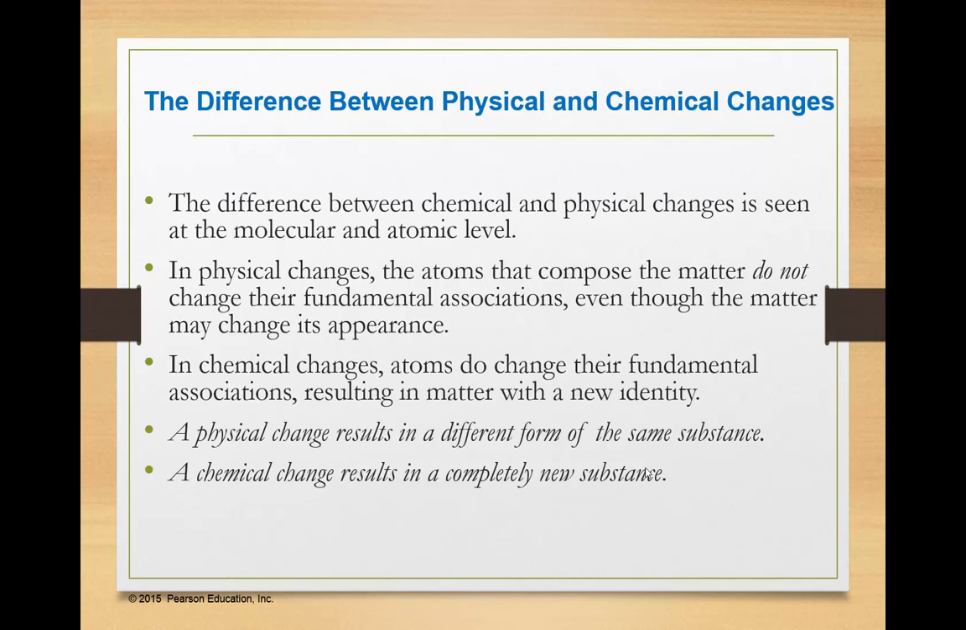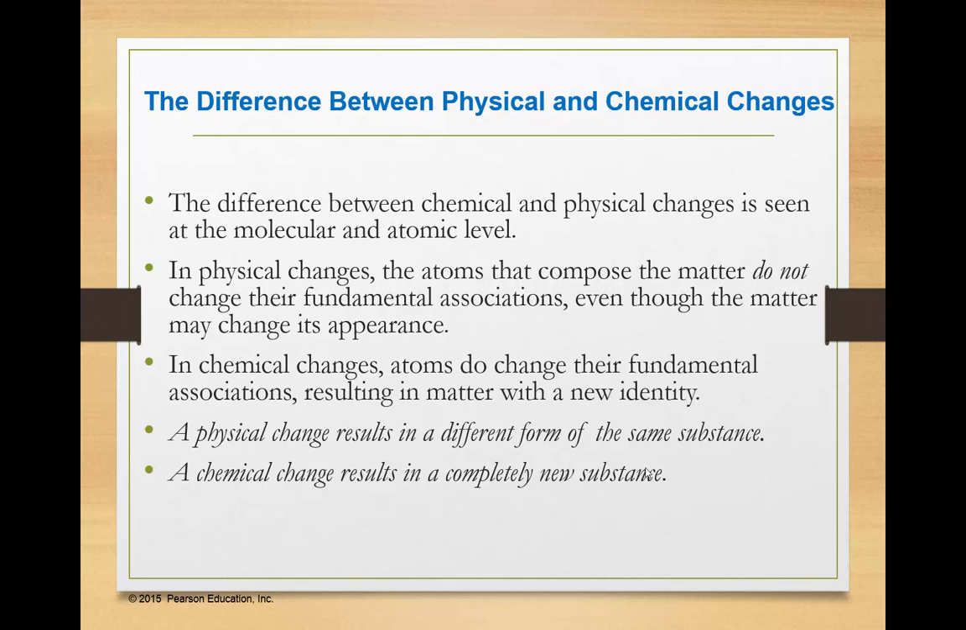Now, when we're looking at these chemical reactions, or even some physical changes, the difference between chemical and physical changes is going to be seen at the molecular level, the atomic level. We do see something physically happening on a macroscopic scale, but in chemistry what we're interested in is looking at it in terms of the microscopic scale. We want to know what's happening at the atomic level.